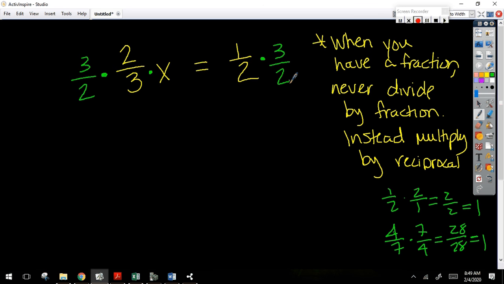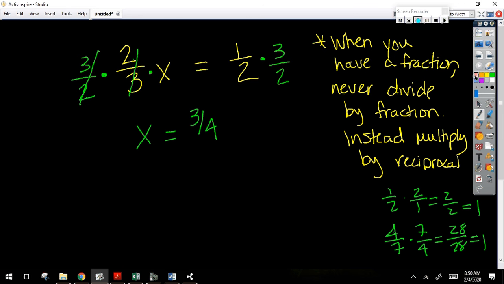Okay? So on the left side, George, I get 3 times 2 is 6, and 2 times 3 is 6. 6 divided by 6 is 1, so these cancel out right here. So that was the whole goal, remember. It's 3 over 4. Oh, that's easy. Multiply, top times top, bottom times bottom.